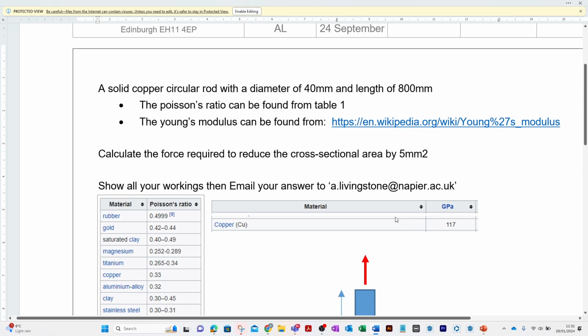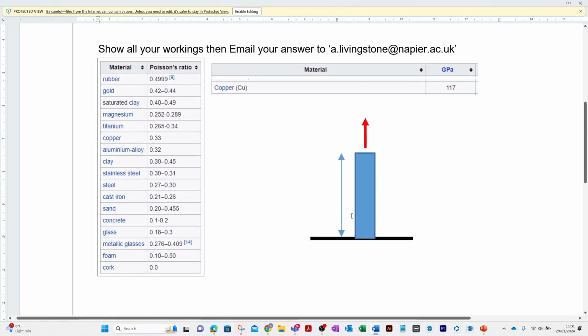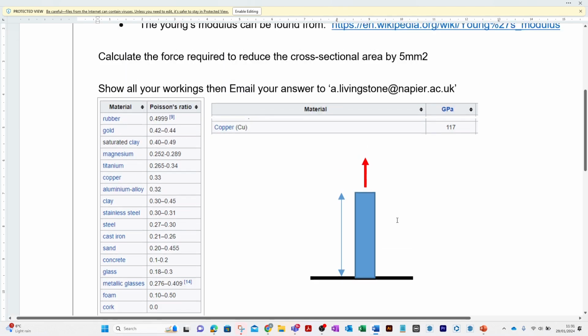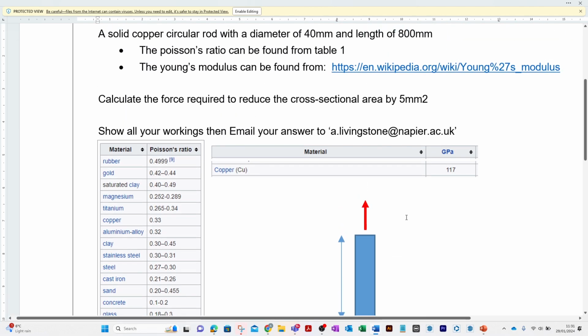Excellent. So, calculate the force required to reduce the cross-sectional area by 5 millimeters. That's meant to be square, 5 millimeters square. You try to calculate what the force would be required to reduce that area. Now, again, please just assume that in my perfect world no other forces are acting on it and it all behaves like a homogeneous material, meaning all the same throughout.